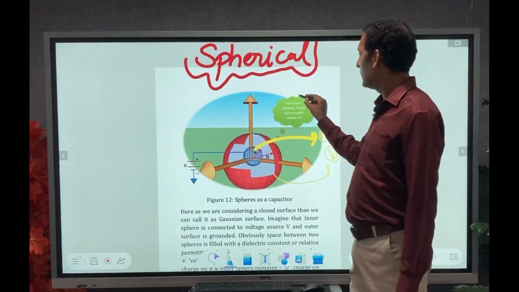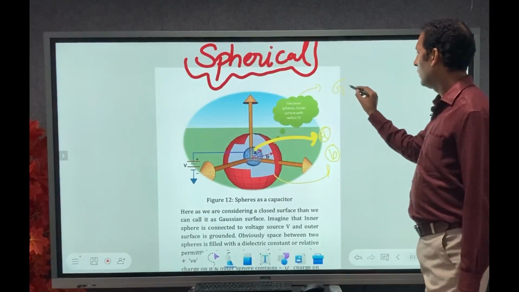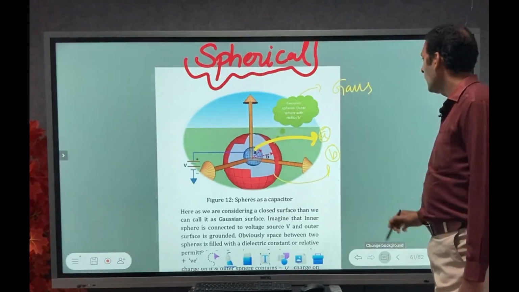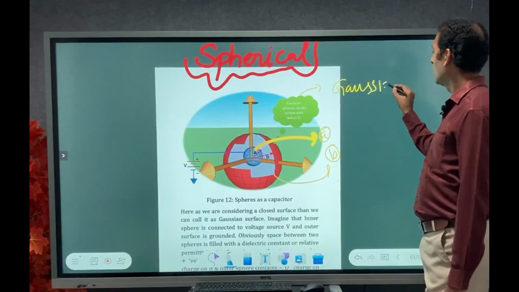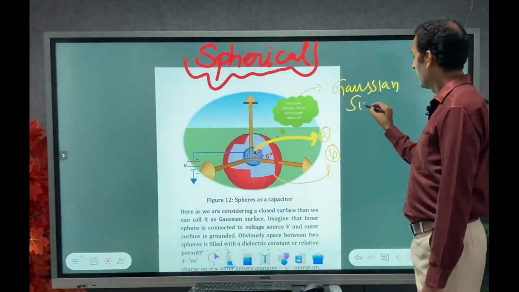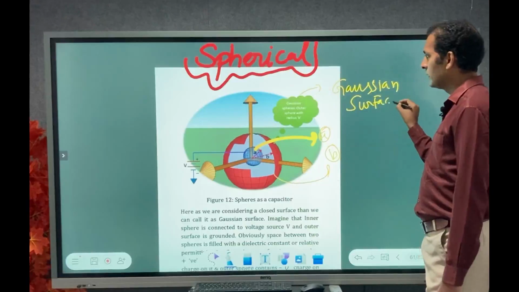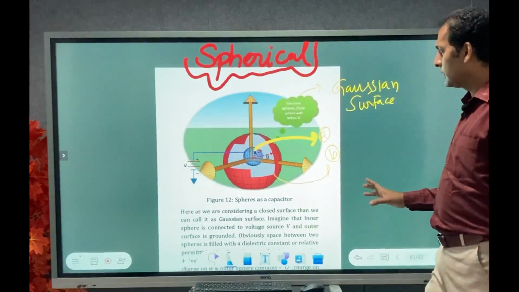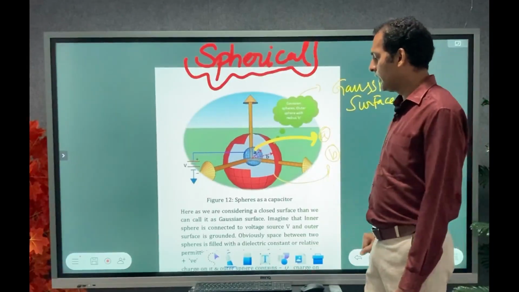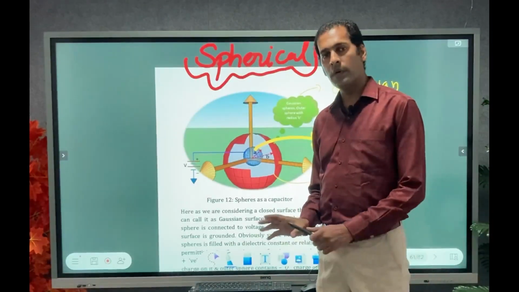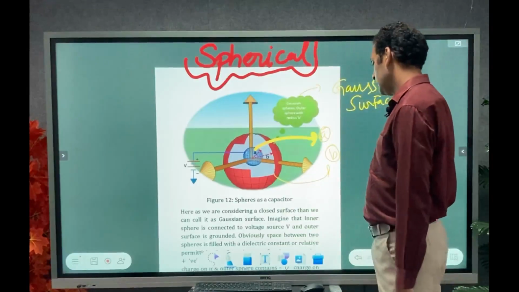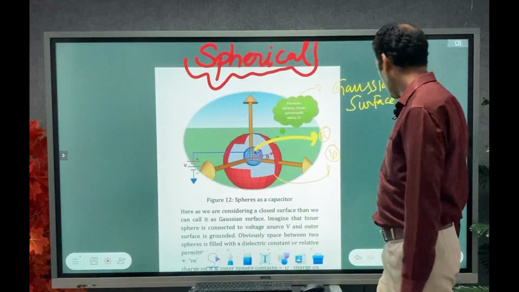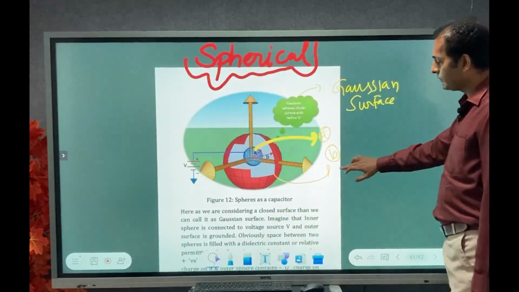So this is also called the Gaussian surface. What can we call it as? We can call it the Gaussian surface. So this is our setup. Now in this case we have to consider the spherical system, so our equation will be slightly changed. So let us see how our setup changes with this.